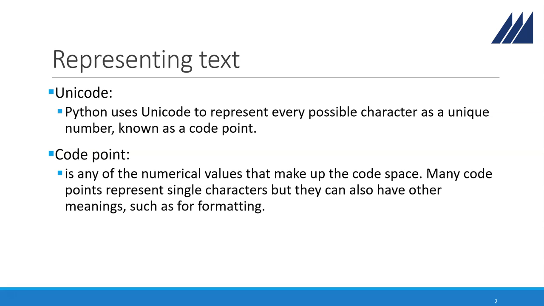Think about it like this: if you type any letter or any number, or even characters that are invisible, such as a space or a tab, each one of these has a unique number. We call these numbers a code point. So what is the code point for characters? The code point is just a numerical value that makes up the code space.